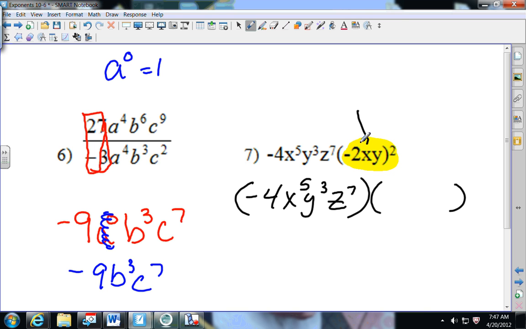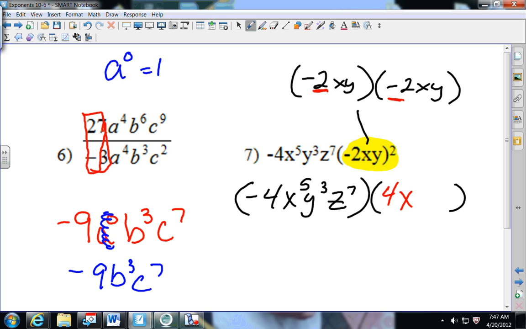Now, what this is actually saying is negative 2xy to the 2nd power means that you do that twice. Negative 2 times negative 2 is 4. X times x is x squared. Y times y is y squared. Now, negative 4 times 4, negative 16. Add the exponents.